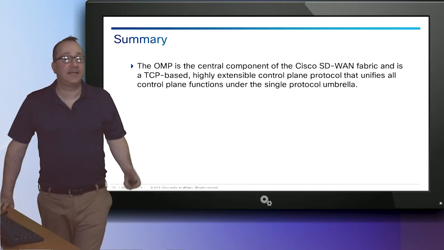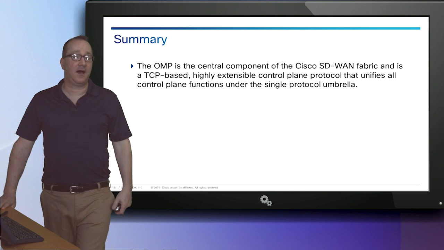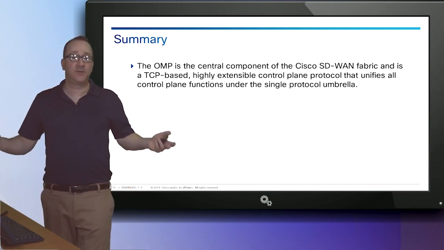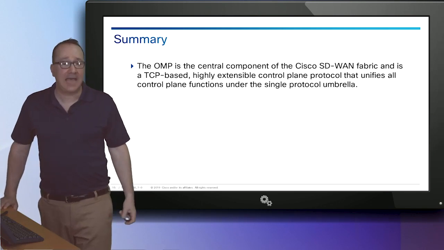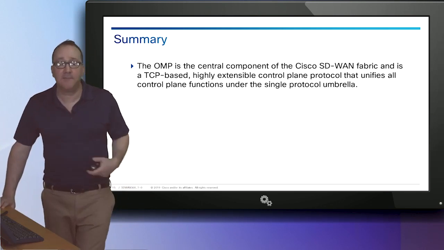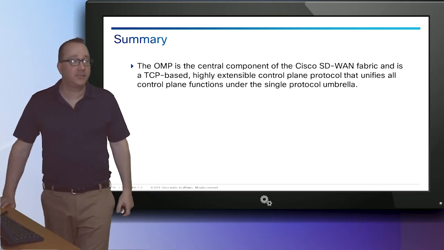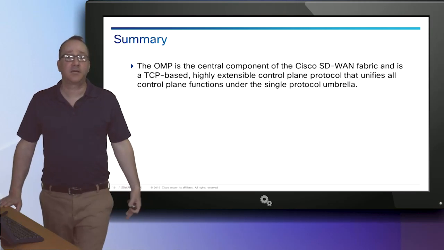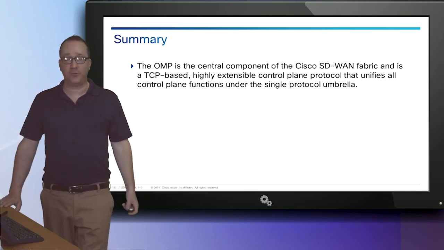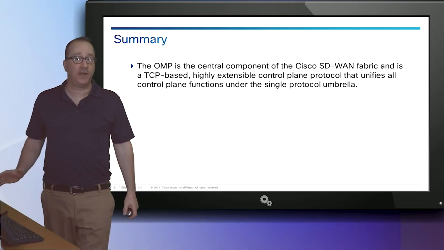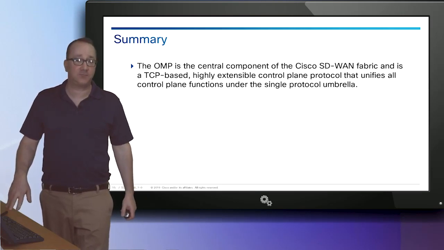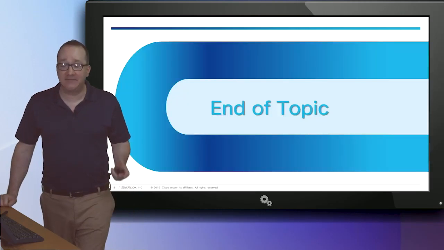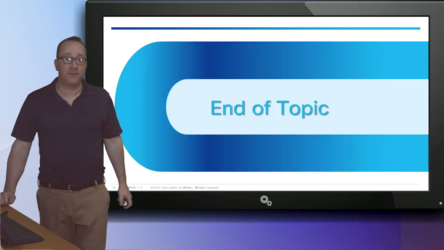So the OMP is going to be that central component of that SD-WAN fabric. And it's TCP based and it's highly extensible. And it's that control, that glue that holds the entire SD-WAN fabric together. It's how the vEdge devices are going to learn about the prefixes that are advertised by all the other vEdge devices. And remember, those vEdge devices do not communicate from a control plane perspective to each other. They only pass data between each other. The control plane traffic is between the vEdge devices and the vSmarts using that overlay management protocol. All right? And that's the end of this section, the end of OMP.